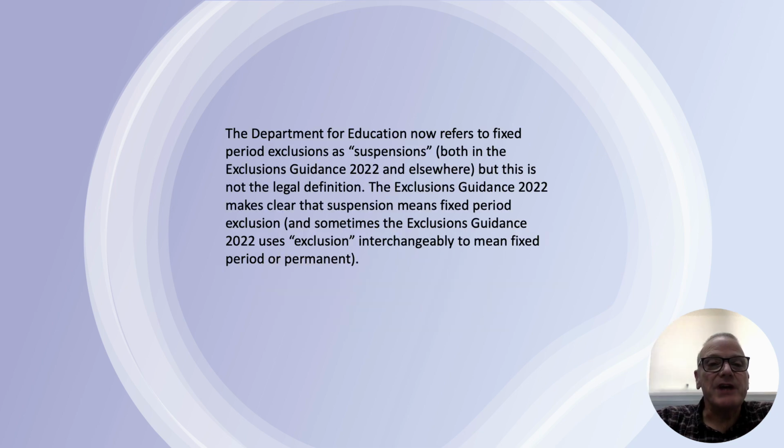The Department for Education now refers to fixed period exclusions as suspensions, both in the Exclusions Guidance 2022 and elsewhere, but this is not the legal definition. The Exclusions Guidance 2022 makes it clear that suspension means fixed period exclusion, and sometimes uses exclusion interchangeably to mean fixed period or permanent.